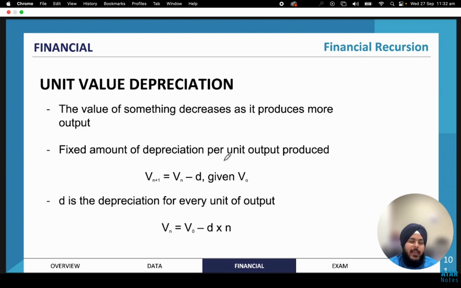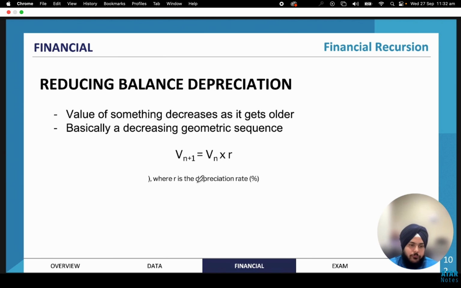And there will usually be a unit value cost. So there will usually be a certain value. So for example, it might be that the printer depreciates in value by 10 cents for every page that it prints. And then the formula is going to be exactly the same as the flat rate depreciation. However, now the D value actually represents how much it decreases every single time.